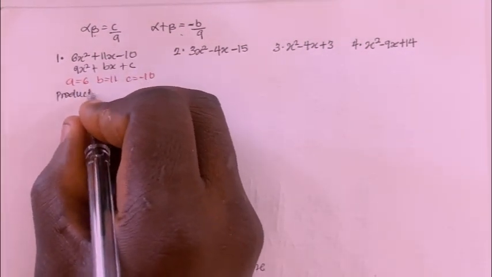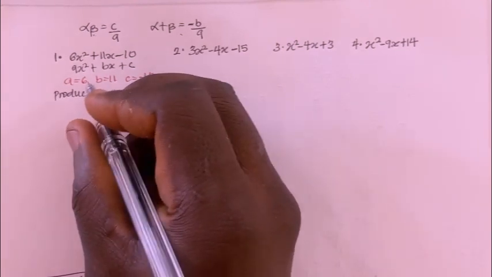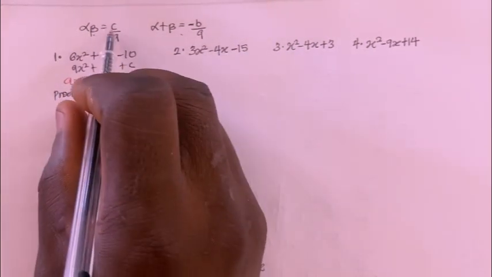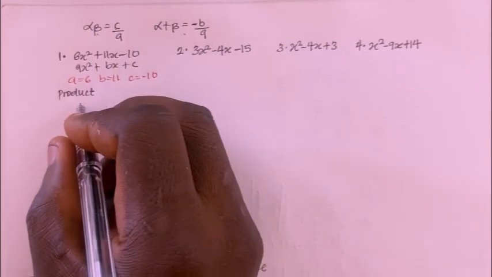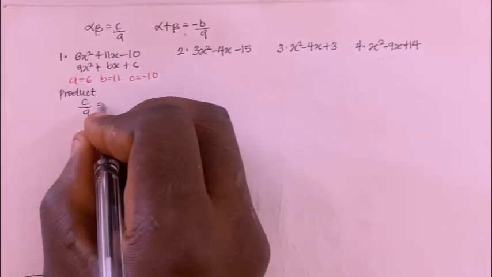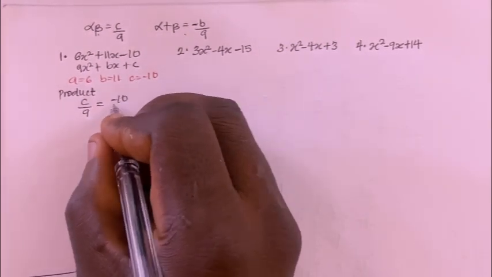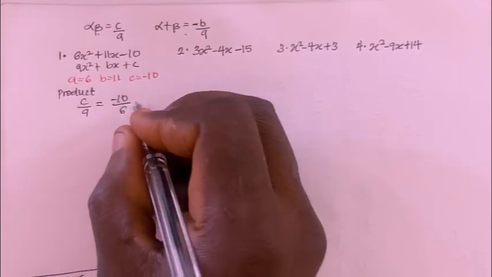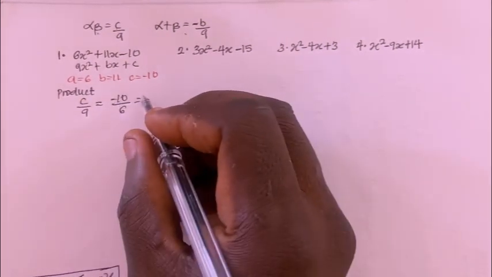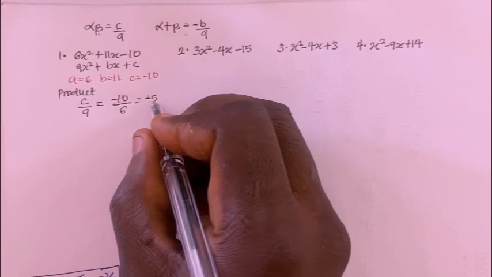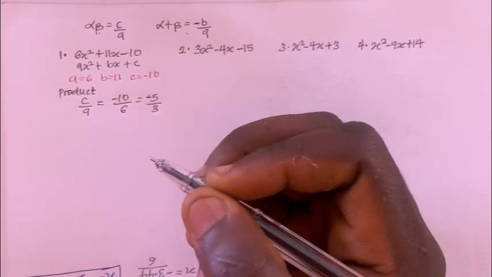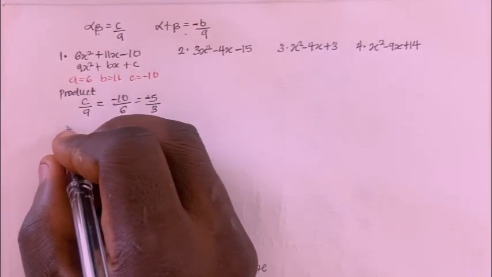What I'm going to do now is recall that for the product of the roots, what's that? That's c over a. Here I have c over a, which is equal to c, that's minus 10, divided by a, which is 6. Then I can further simplify this to minus 5 over 3. Exactly. So now let's move to the sum.